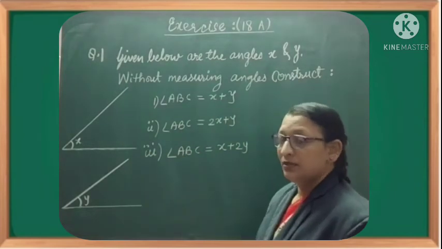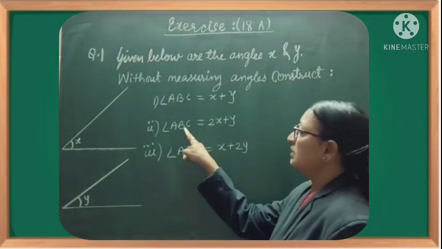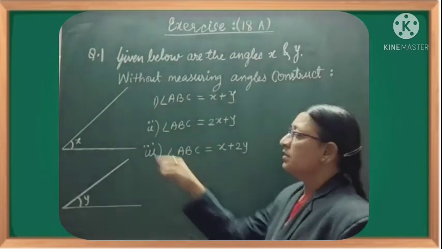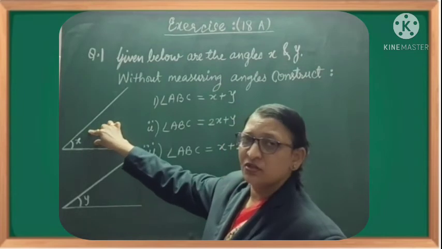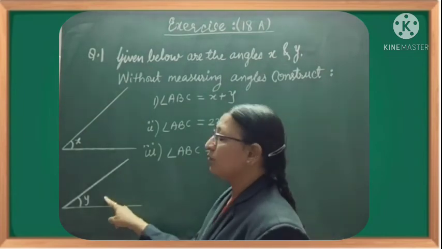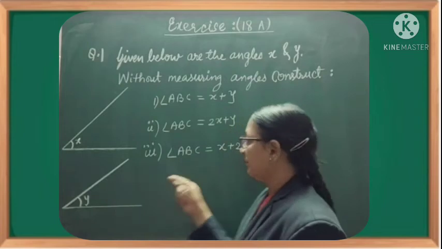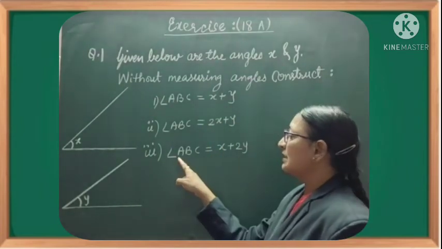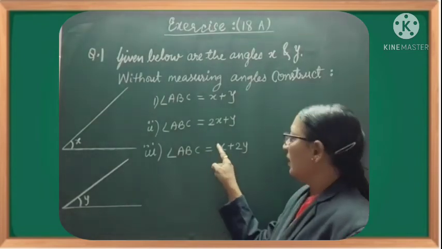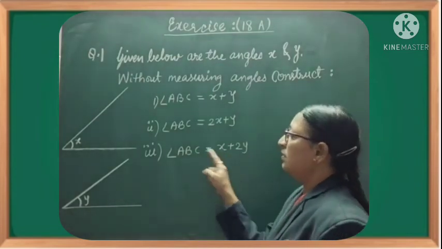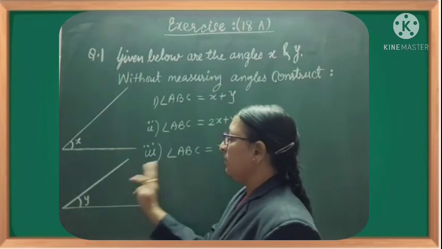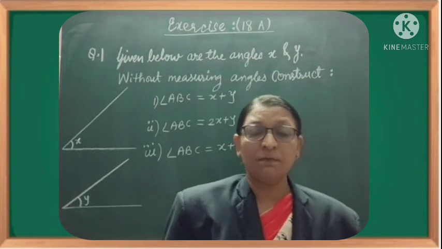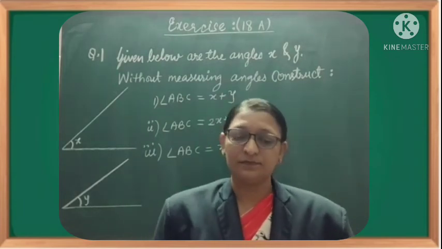Then in the second example, we have to construct another angle ABC which is of 2X plus Y. It means we have to take double the measure of the given angle X and add the angle Y to it so that it will form angle ABC. Thirdly, we will move to the construction of angle ABC in such a way that it is X plus 2Y. Here we will take the measure of angle X and add double the angle Y to it. Let's move with me. Step by step, we will construct all these angles.